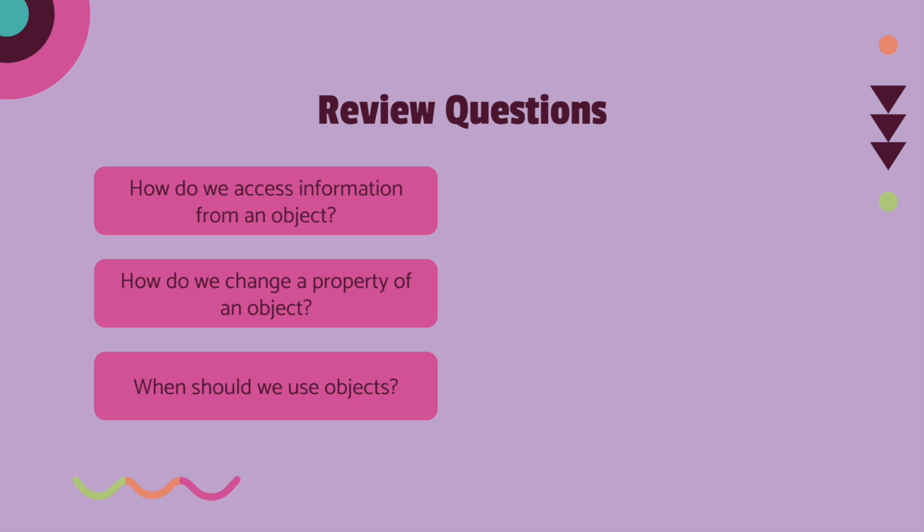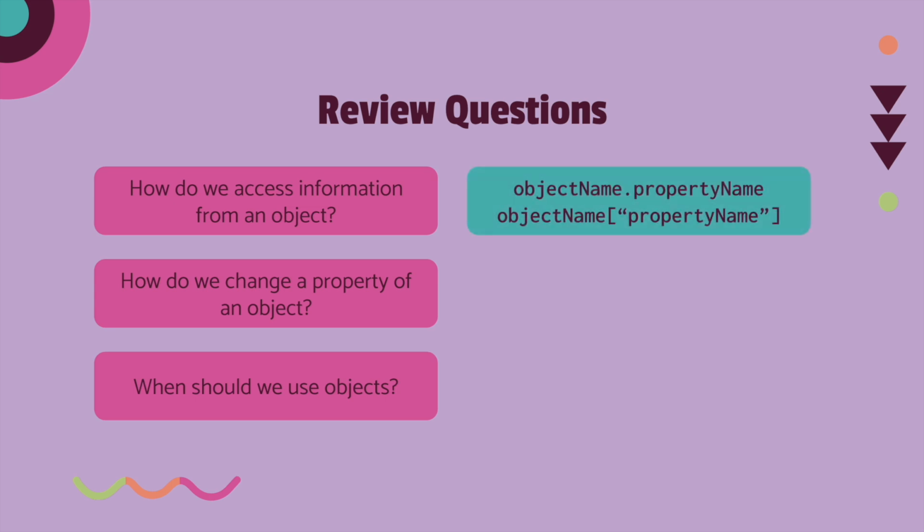First, we'll go over some review questions, so as I go over these, feel free to pause the video, think about the answer, and then resume the video. First, how do we access information from an object? We access information from an object by using dot notation or bracket notation.